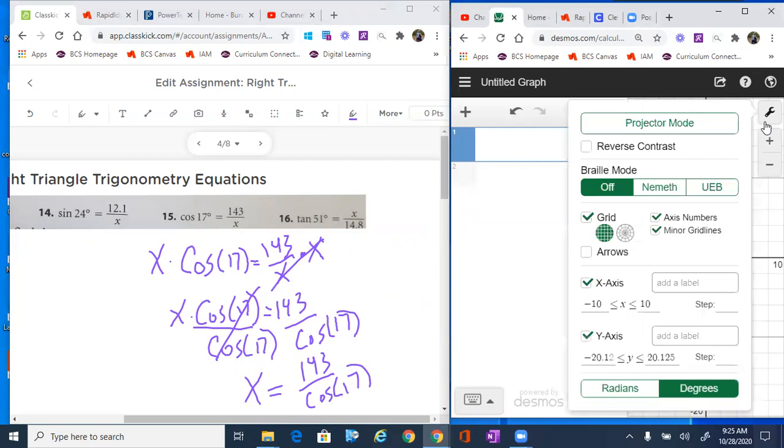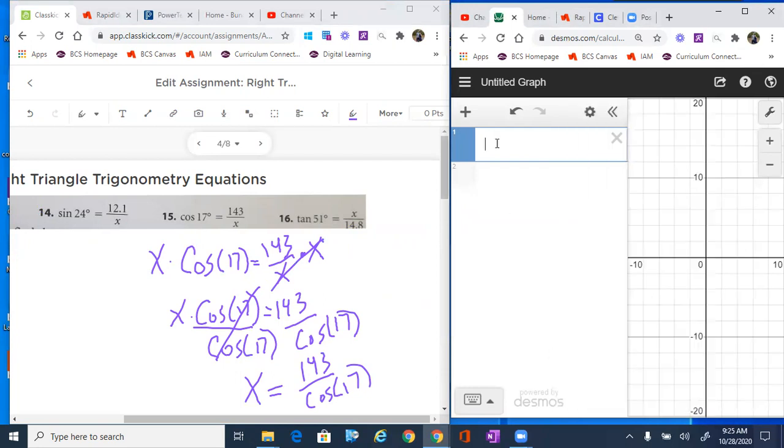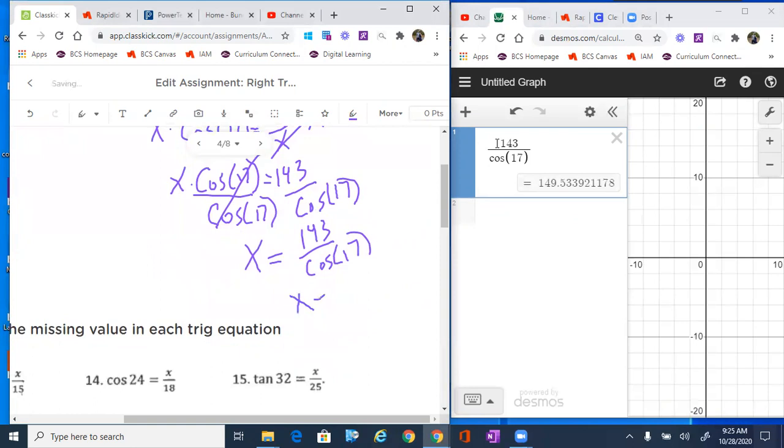So come back over to Desmos. I make sure we're still in degree mode. It is highlighted, and I type in 143 divided by cosine of 17. That gives me 149.53.